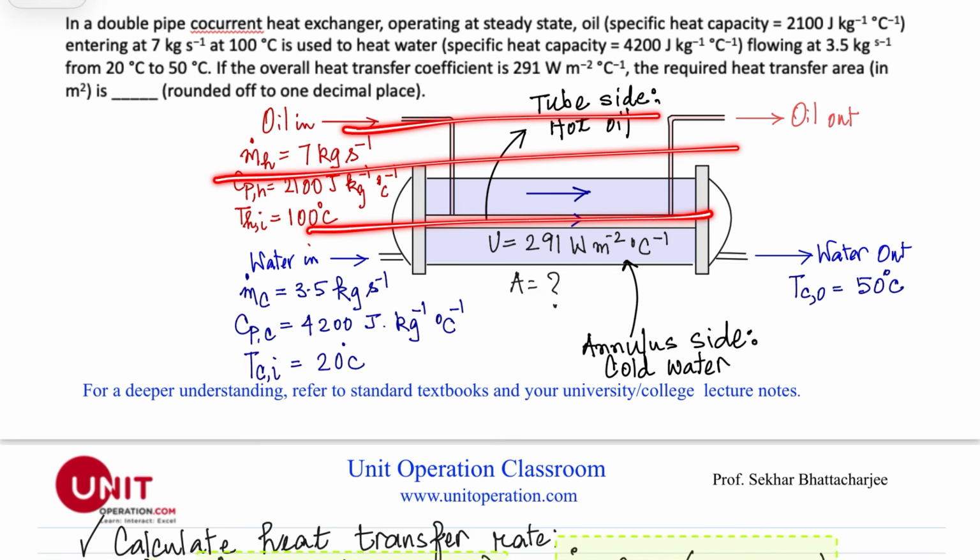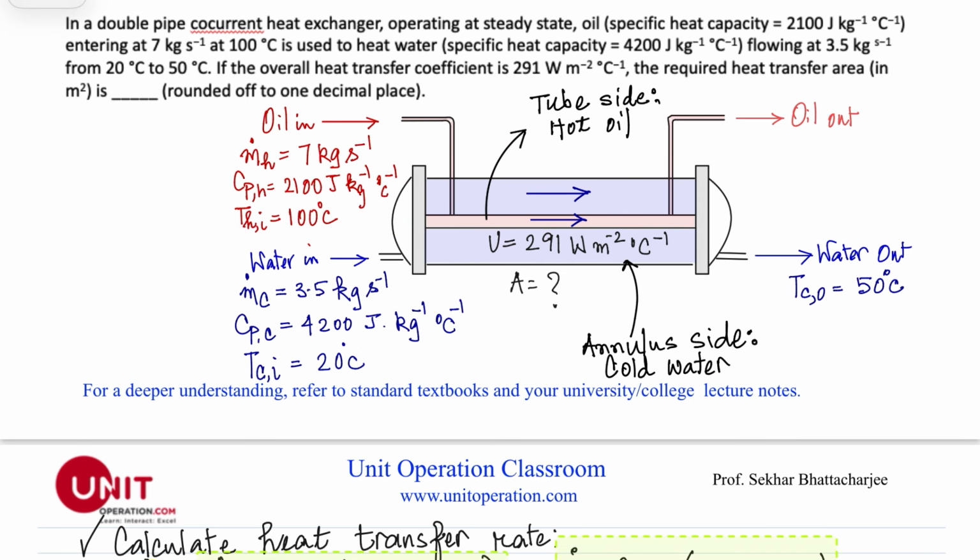So there'll be an annulus here. Here will be one fluid and there will be another fluid. Normally this is the hot one. Operating at steady state, oil specific heat capacity is given and the flow rate is given at 100 degrees Celsius. So here oil is coming in and is going like this, and cold water is also entering here and it's going like this, coming out.